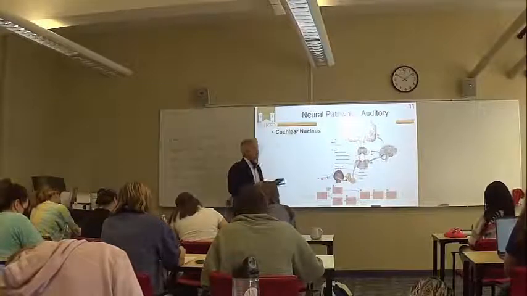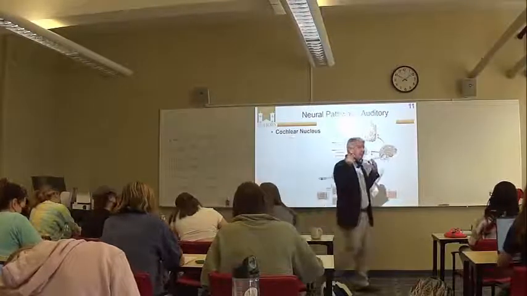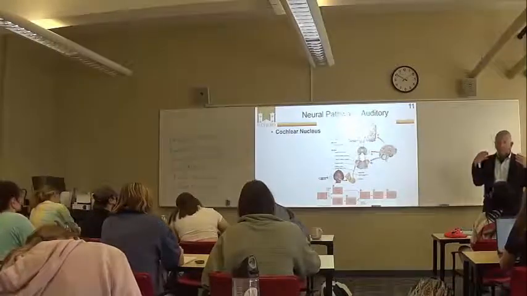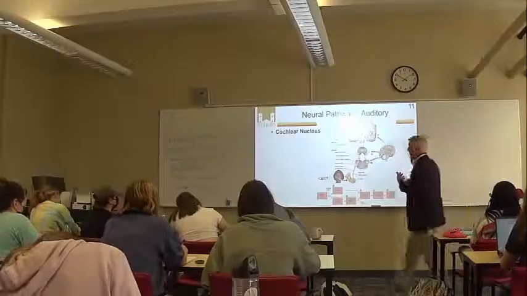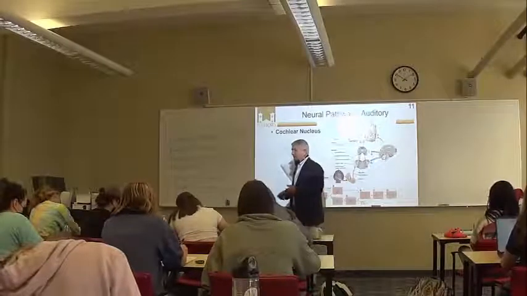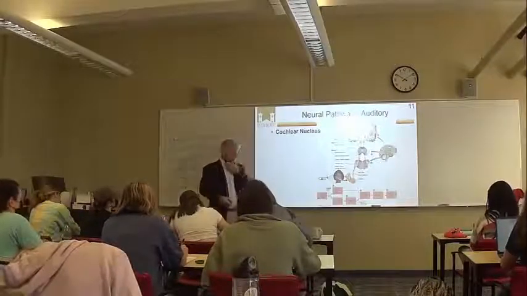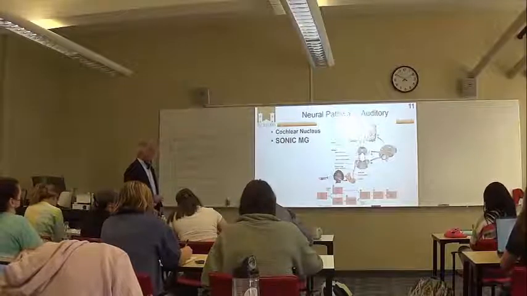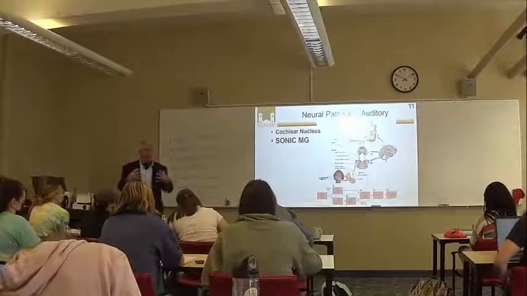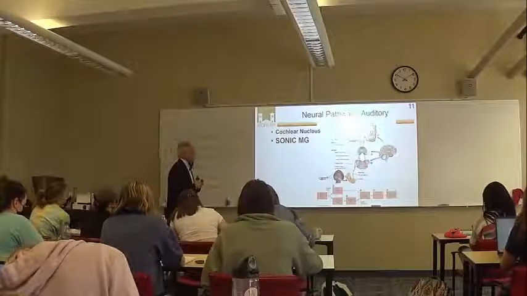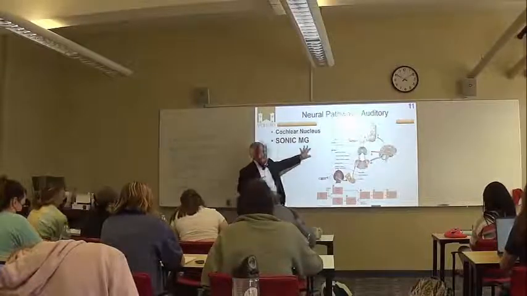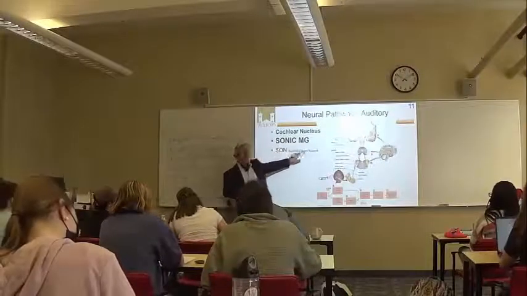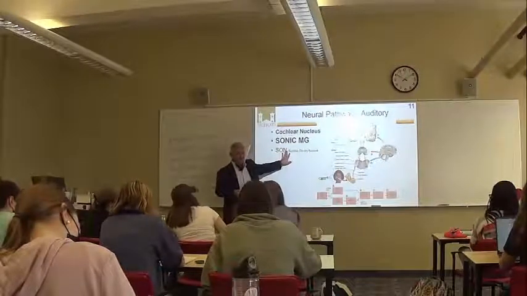So, cranial nerve 8, vestibulocochlear nerve, comes in, the auditory signal comes in, ends up at the cochlear nucleus in the brain stem. Right? From the cochlear nucleus, I have an abbreviation to help you, a mnemonic to help you know where it goes. SONIC MG, right? It's going to go first to this area called the superior olivary nucleus, the SON.